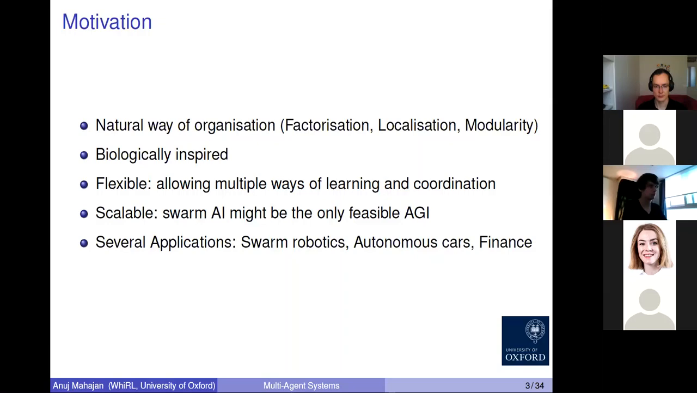So multi-agent systems are already seeing a lot of applications, which are very nice. You must have seen them in swarm robotics, in autonomous cars, which are trying to coordinate, or even in the finance industry. So it's definitely very versatile in terms of application.